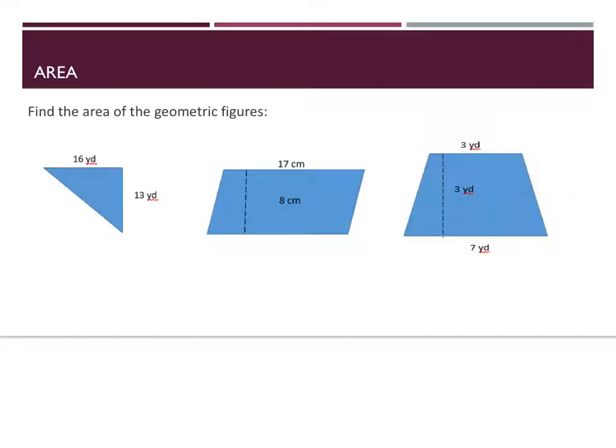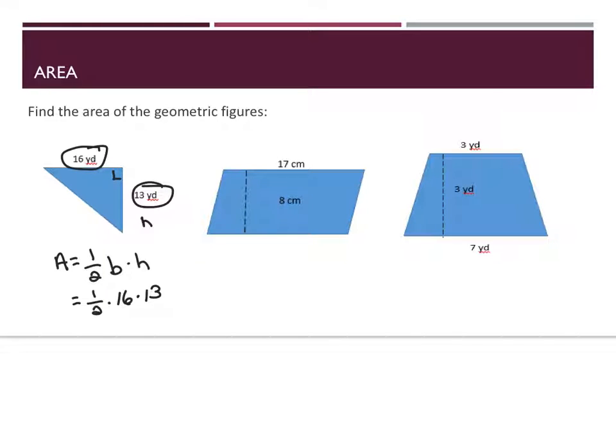The formulas that are a little bit more challenging, these definitely do help to have a picture. This is a right triangle, so how tall the triangle is, this 13, that is the height, which makes 16 the base. So the area of a triangle is 1/2 base times height. So this is 1/2 times 16, the base, times 13, the height.